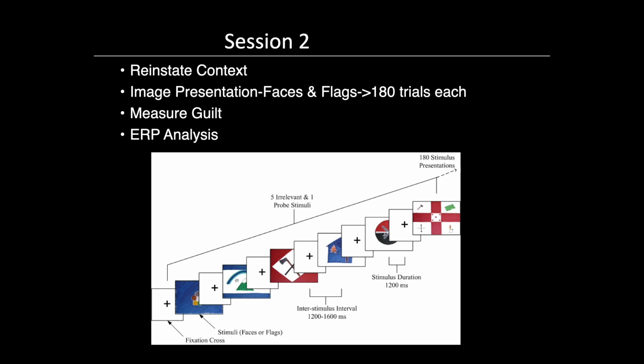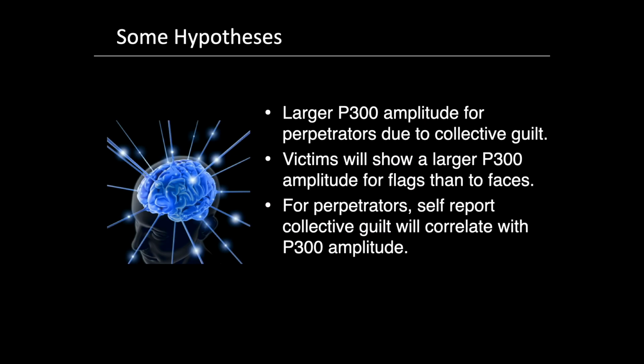So the hypotheses in the study were that we'd get larger P300 amplitudes for perpetrators due to their collective guilt. So we're expecting that perpetrators are going to feel a lot of guilt about what happened to that flag and show big P300s. And then we also think, though, that victims will show a large P300 for the flags and faces because they're going to still be very angry about the flag that was ruined. Okay, so we thought that we're going to get these big P300s for the things that happened based on collective guilt and anger.